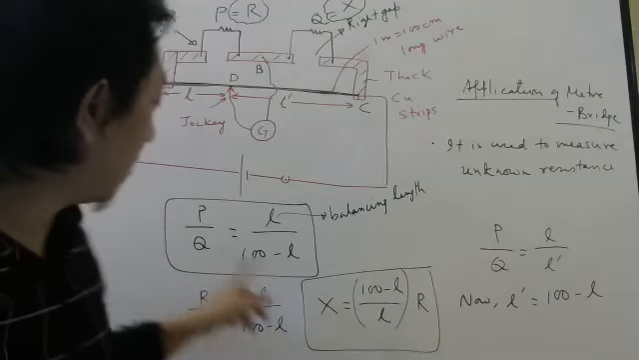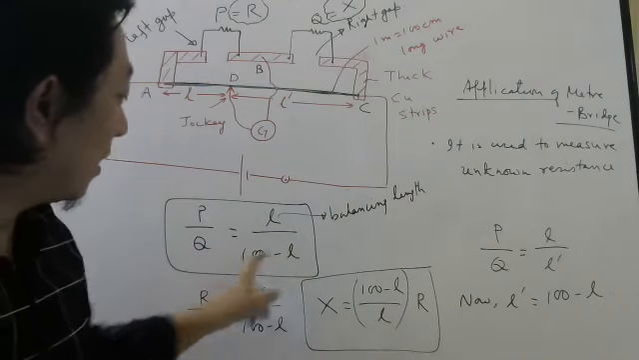So please remember this formula, P by Q equal to L by 100 minus L.